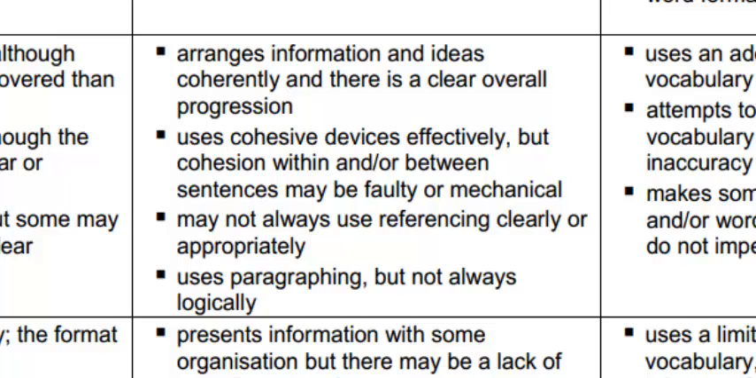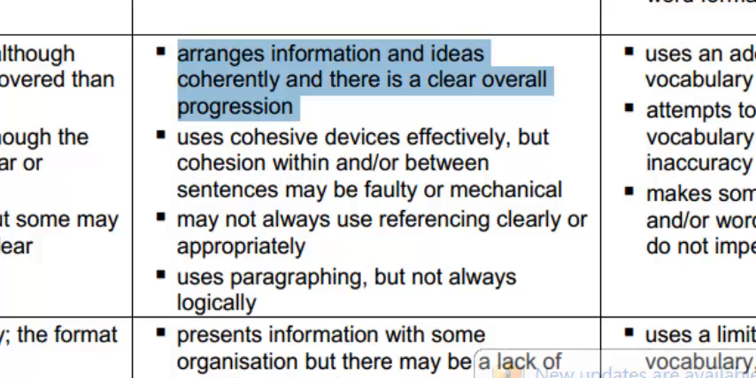Now obviously there are going to be differences in how well your essay is understood between each of the band scores. The difference between band score 6 and band score 5 is that some parts of your essay in band score 5 will not be understood by the reader. So, taking a closer look at band score 6, the first criteria reads, arranges information and ideas coherently, and there is a clear overall progression.